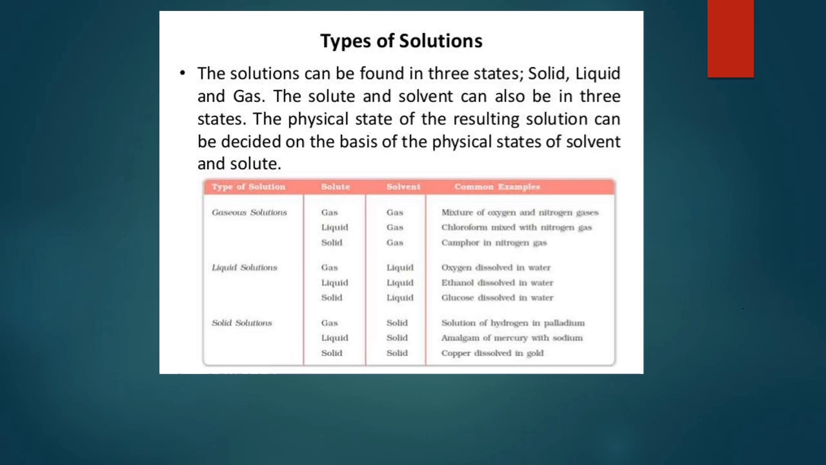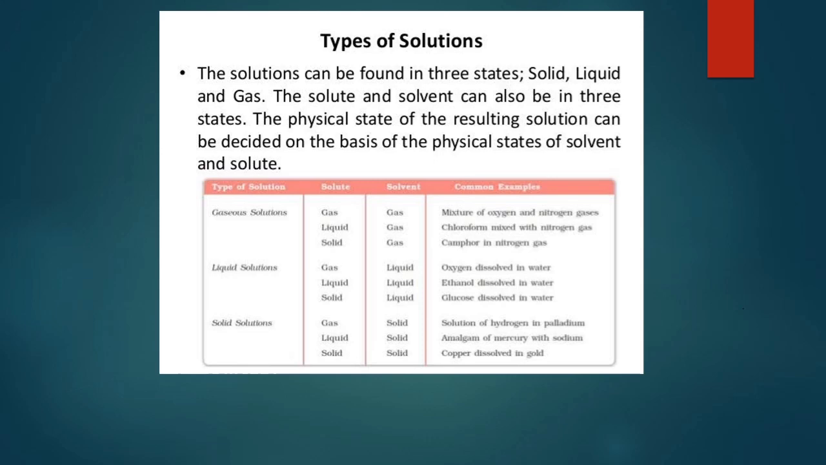We can see the table, then you will understand more. Here is the type of solution. There are gaseous solutions, liquid solutions, solid solutions. In a gaseous solution, the state depends upon the solvent actually. That means the type of solution depends upon the solvent, because the solvent is the large amount.